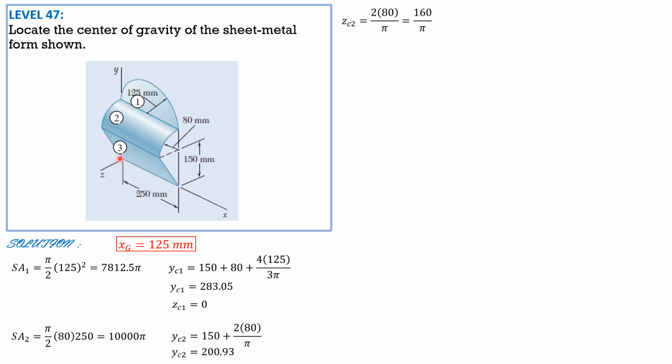Then for element 3, the surface area is the length of this slanted length, which is square root of 80 square plus 150 square, then times 250. Surface area 3 is square root of 80 square plus 150 square times 250, and that is 42,500 mm square. Y sub C3 is half of 150 because this is just a straight length. So half of 150 is 75, while z sub C3 is half of 80, so 40.